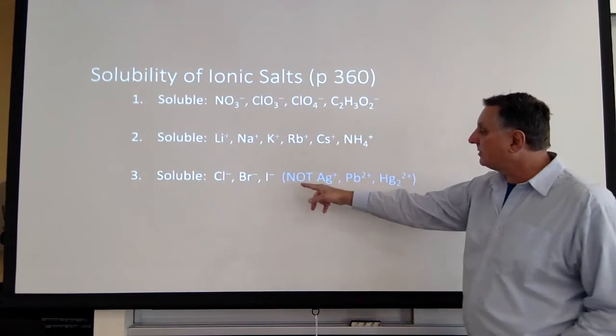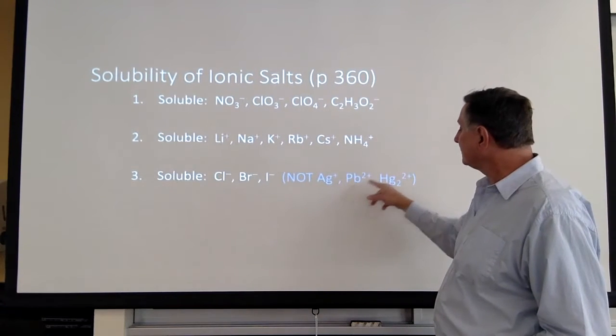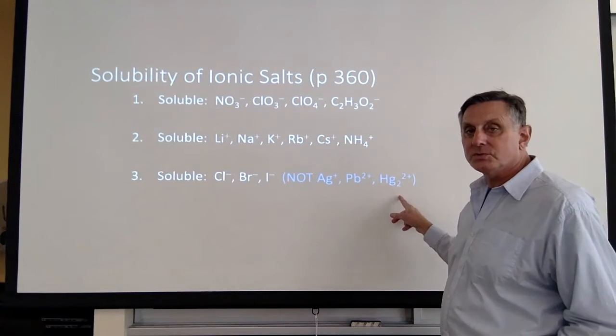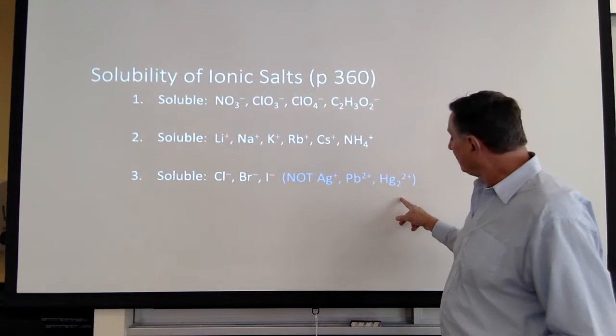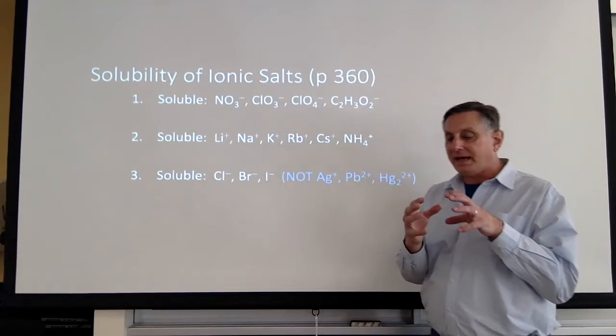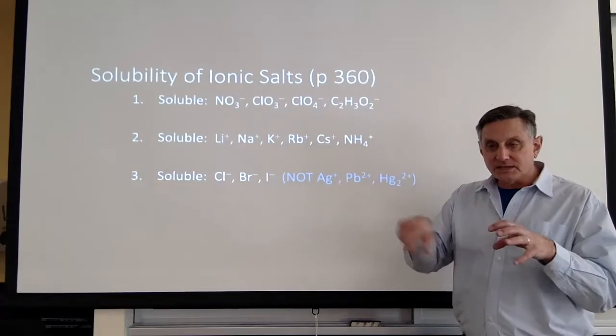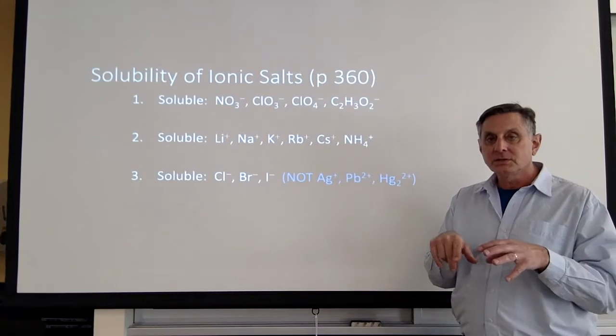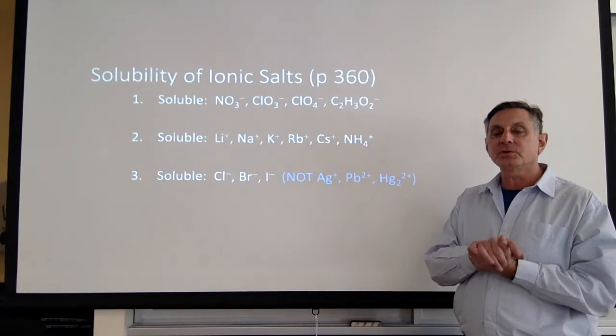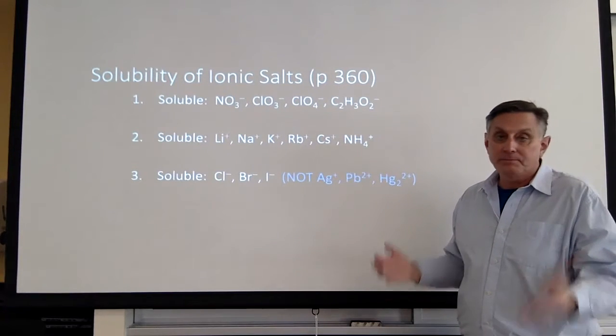Any chloride, bromide, or iodide with silver 1, lead 2, or mercury 1. Mercury 1's a weird thing. Mercury 1 is 2 Hg atoms stuck together, and together they carry a +2 charge. So the net charge for each mercury is +1. That's why we call it mercury 1.